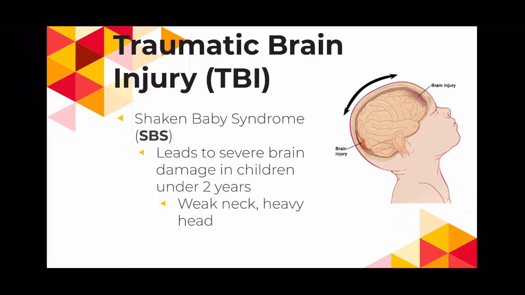SBS usually occurs in children under the age of 2 because their neck muscles are weak and their head is very heavy for their body size. So that leads to a high range of motion when they're being shaken, and it leads to a lot of momentum in their head swinging while being shaken.